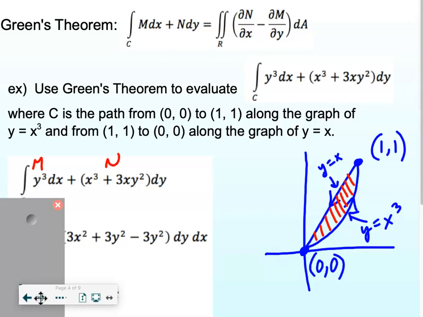Set up your double integral. So you should have x going from 0 to 1 and y going from x cubed to x. Then clean up your integrand and go ahead and evaluate. It would be like a breath of fresh air to do a simple dy dx integral. Danny, you okay? Do you understand why it's x cubed to x?